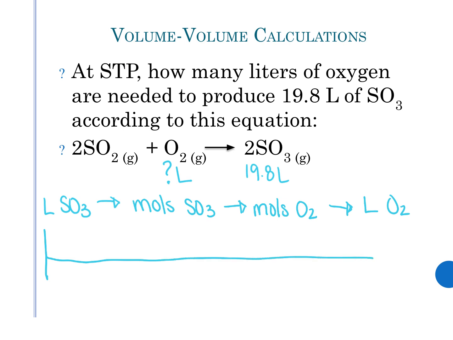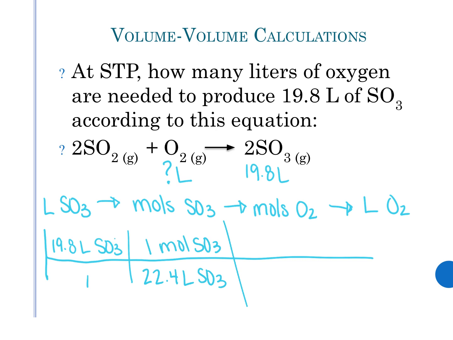Okay, so what number goes in that starting box? 19.8. Perfect. So 19.8 liters of sulfur trioxide. And we have to get from liters to moles. So how many liters does 1 mole of gas take up? What's that new number we learned? 22.4. Okay, so 22.4 liters is how much 1 mole of SO3 occupies.